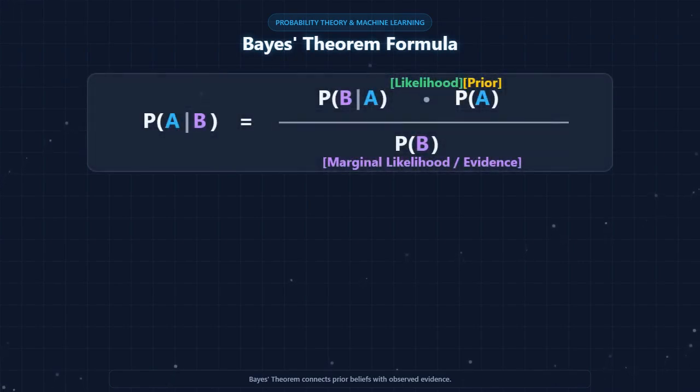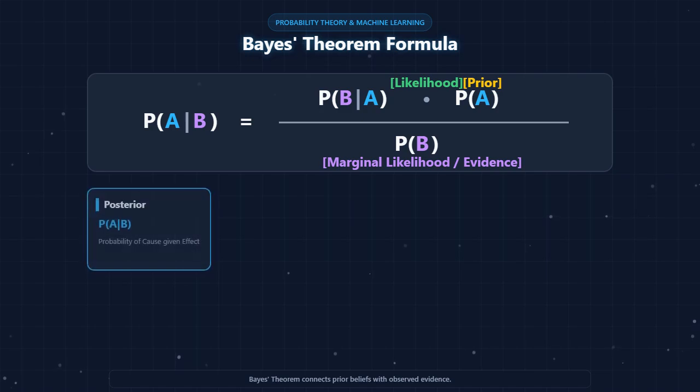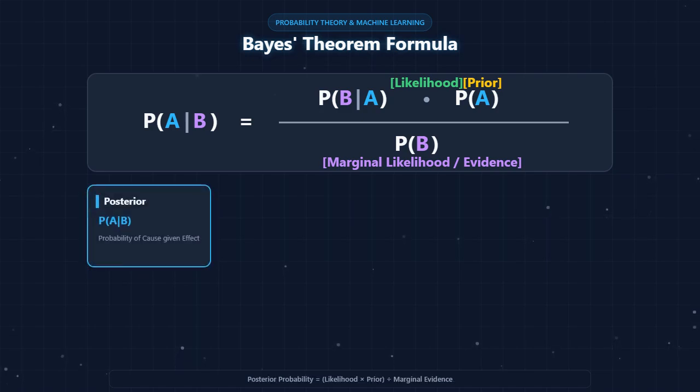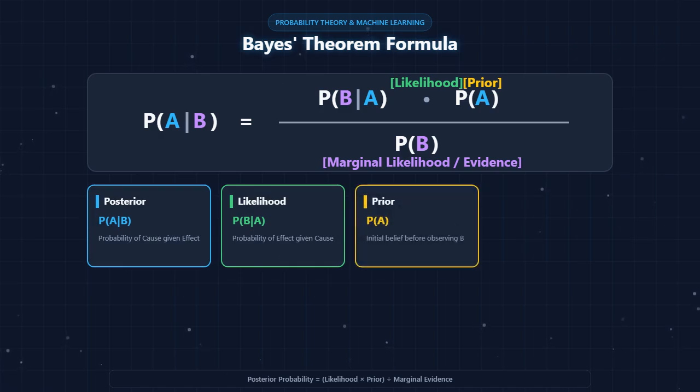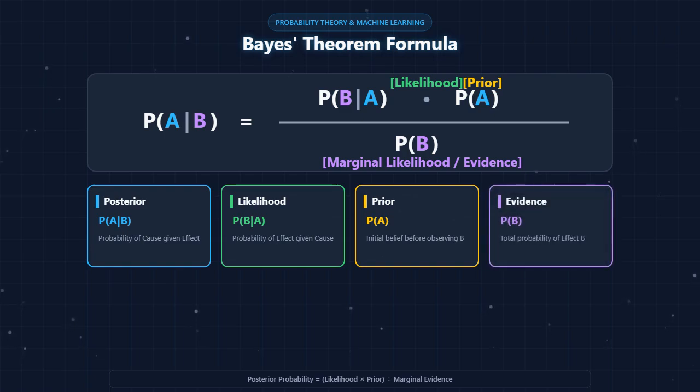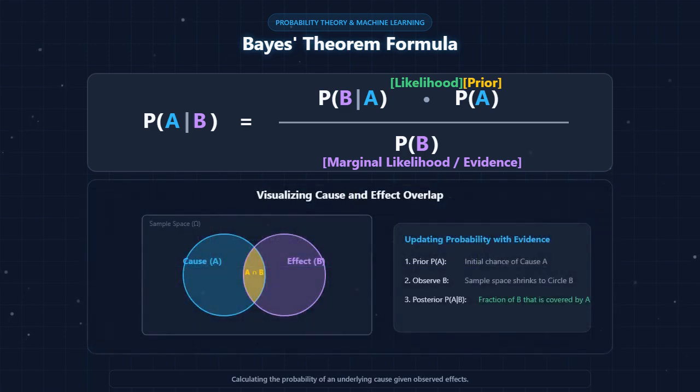Now, let's look at the crown jewel of probability theory, Bayes' theorem. The formula states that the posterior probability, P of A given B, equals the likelihood, P of B given A, multiplied by the prior probability, P of A, all divided by the marginal likelihood, P of B. This formula allows us to calculate the probability of a cause given its effects.